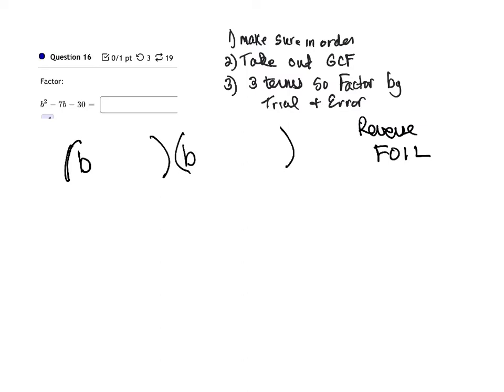So if we multiply the first terms, b times b, that's going to give us b squared. That's good. Now, the last term, it's a negative 30. So that means these terms in the end have to multiply to give us negative 30. So we know the signs have to be different, right, to get negative 30?